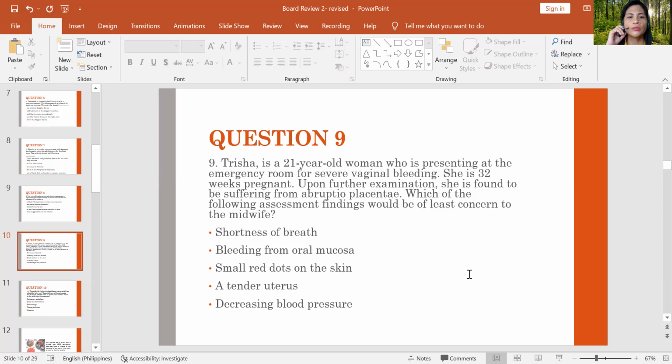Okay? So although uterine tenderness is of concern, it is common in abruptio placenta and does not indicate an immediate life-threatening condition. So in your options there, the right answer is a tender uterus. Okay, question number 10.